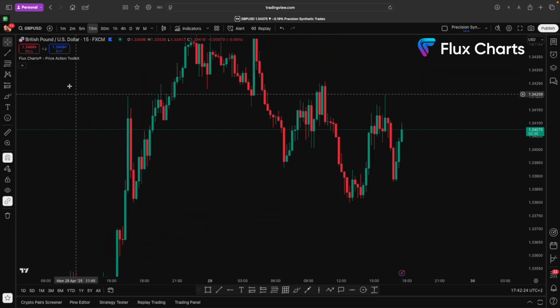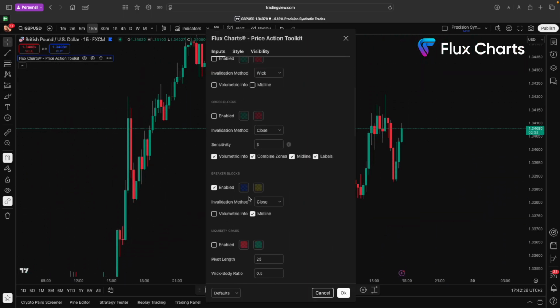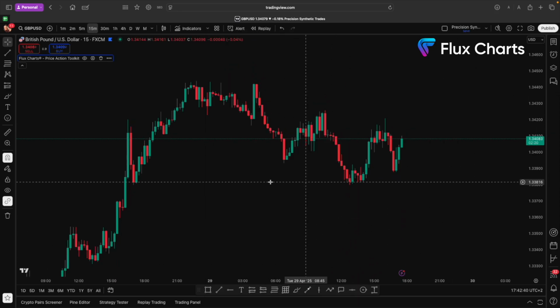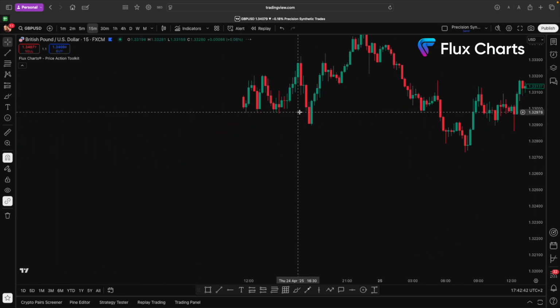And if you want to see more breaker blocks, then you need to change your sensitivity right over here at order block. Put it a little bit higher, let's see what happens. You see now that disappeared.